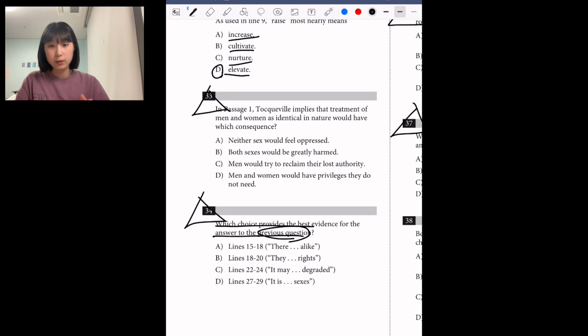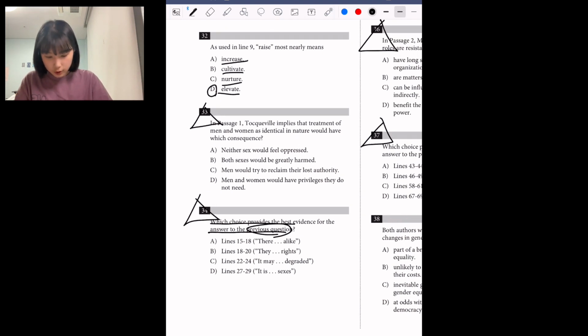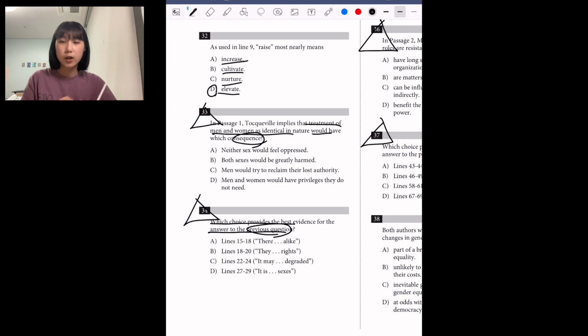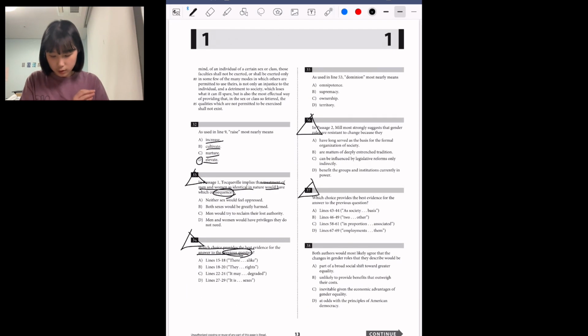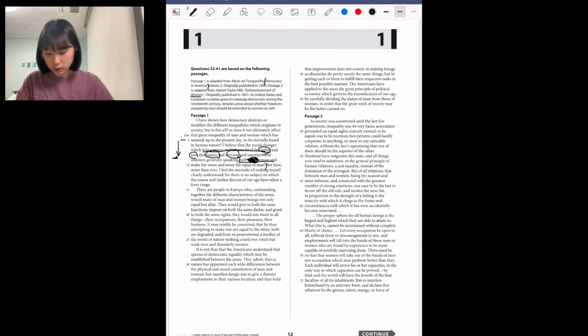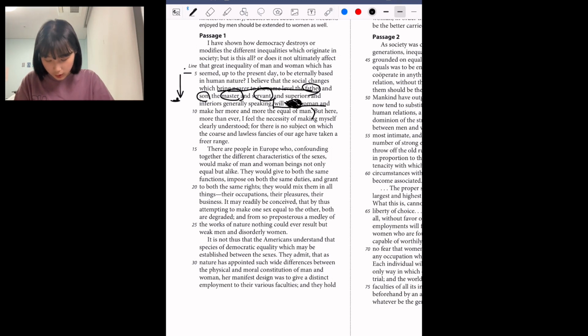So we're going to look at 34 first because it'll give us a clear idea of where we should look in the passage. So we're trying to find a line that implies that the treatment of men and women as identical in nature would have a consequence, and we need to identify a line that shows that consequence. So we're going to look at lines 15 to 18 first, which is over here. There are people in Europe who, confounding together the different characteristics of the sexes, would make of man and woman beings not only equal but alike.